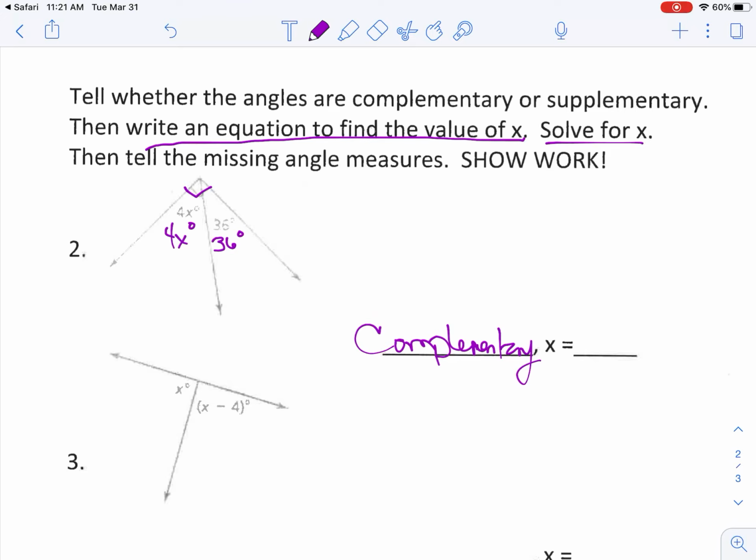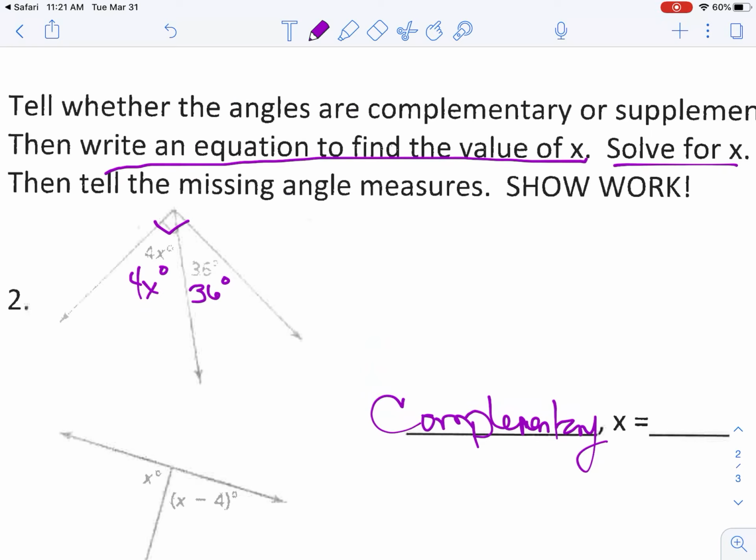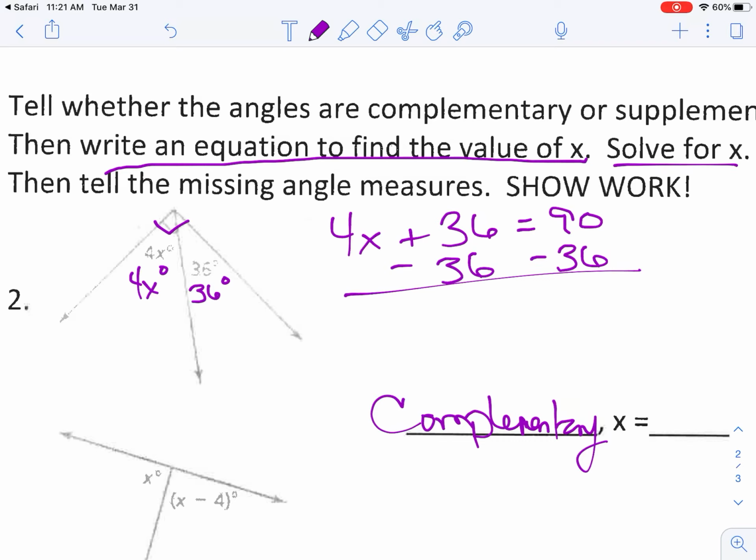Since they're complementary, we know that the two angles must equal 90 degrees. So when we set up this equation, 4x plus 36 equals 90. 4x is one angle, plus the other angle has to equal 90 degrees, that right angle. Okay, we're going to solve like we always do. We're going to do the inverse operation. So we'll start by subtracting 36 from both sides, which leaves us with our 4x on the left. And 90 minus 36 is 54.